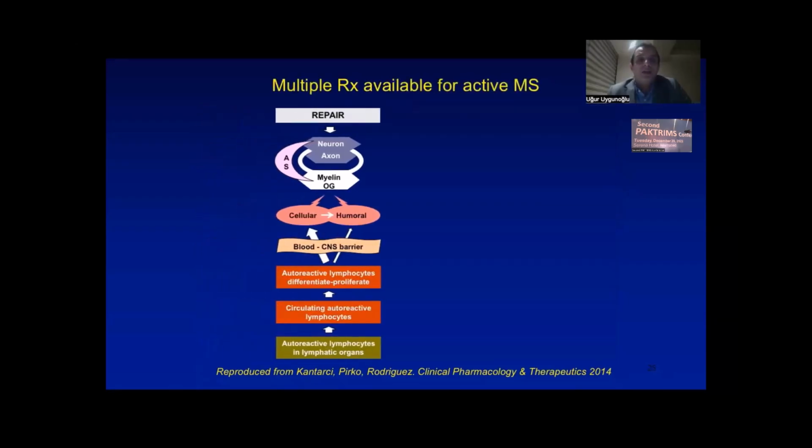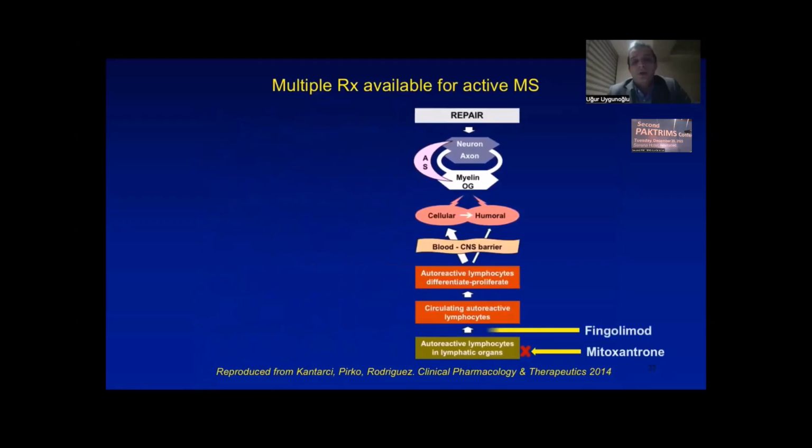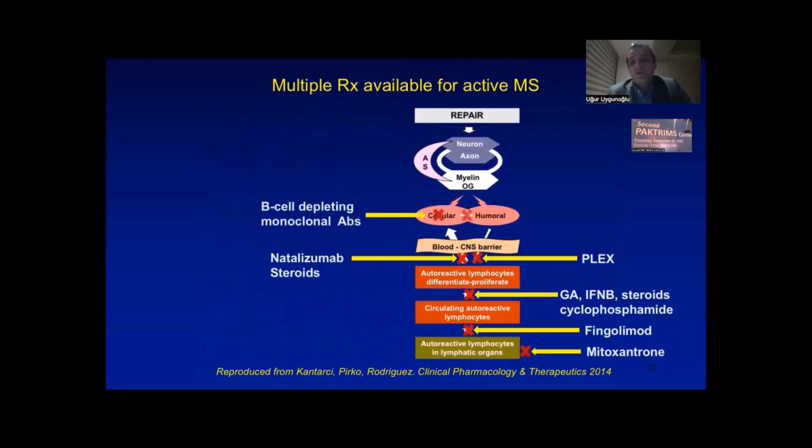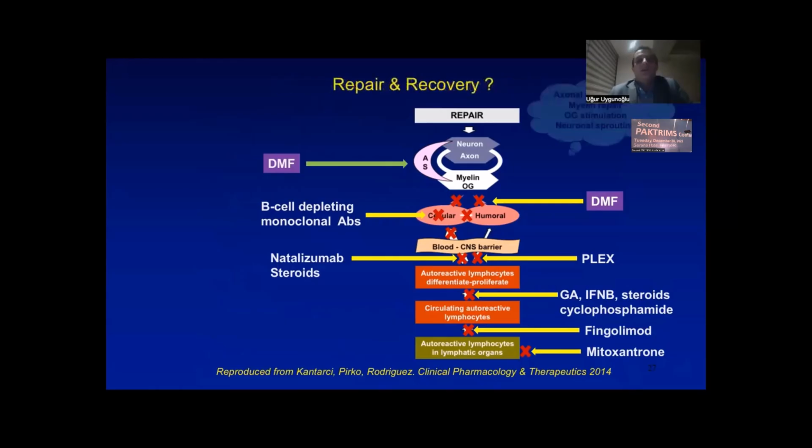So what about the drugs in the pathophysiology and immunobiology of active MS? Mitoxantrone acts on autoreactive lymphocytes and circulating lymphocytes; fingolimod on the autoreactive ones; glatiramer acetate, steroids and interferon, plasma exchange; and natalizumab on the barrier, the passage of lymphocytes into the central nervous system. Also B-cell depleting monoclonal antibodies diminish the cellular response and the humoral response, with little effect on the repair mechanism.